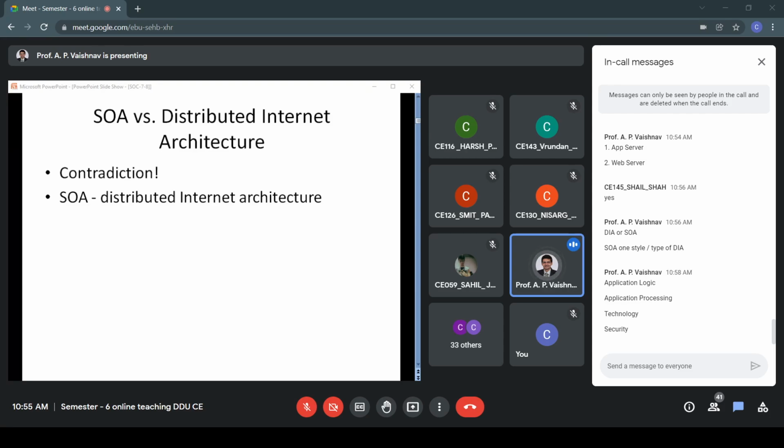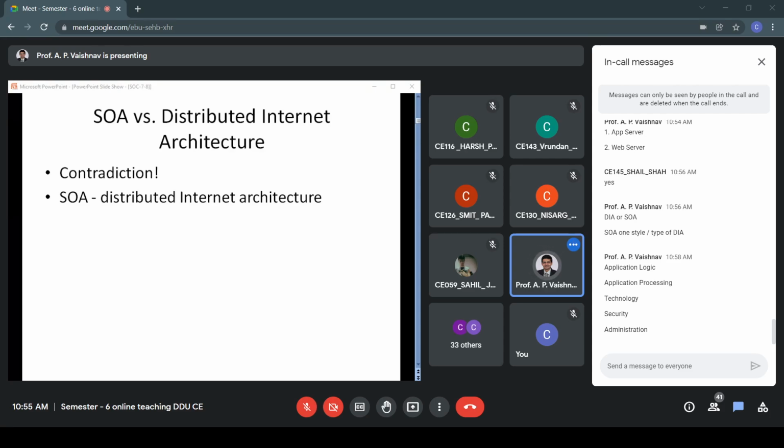Fourth option that we'll be seeing will be according to the security. So what level of security we require. And then the last is administration. So what kind of challenges we face to manage SOA and what kind of challenges we face to manage DIA. Okay, so let us begin with the comparison.